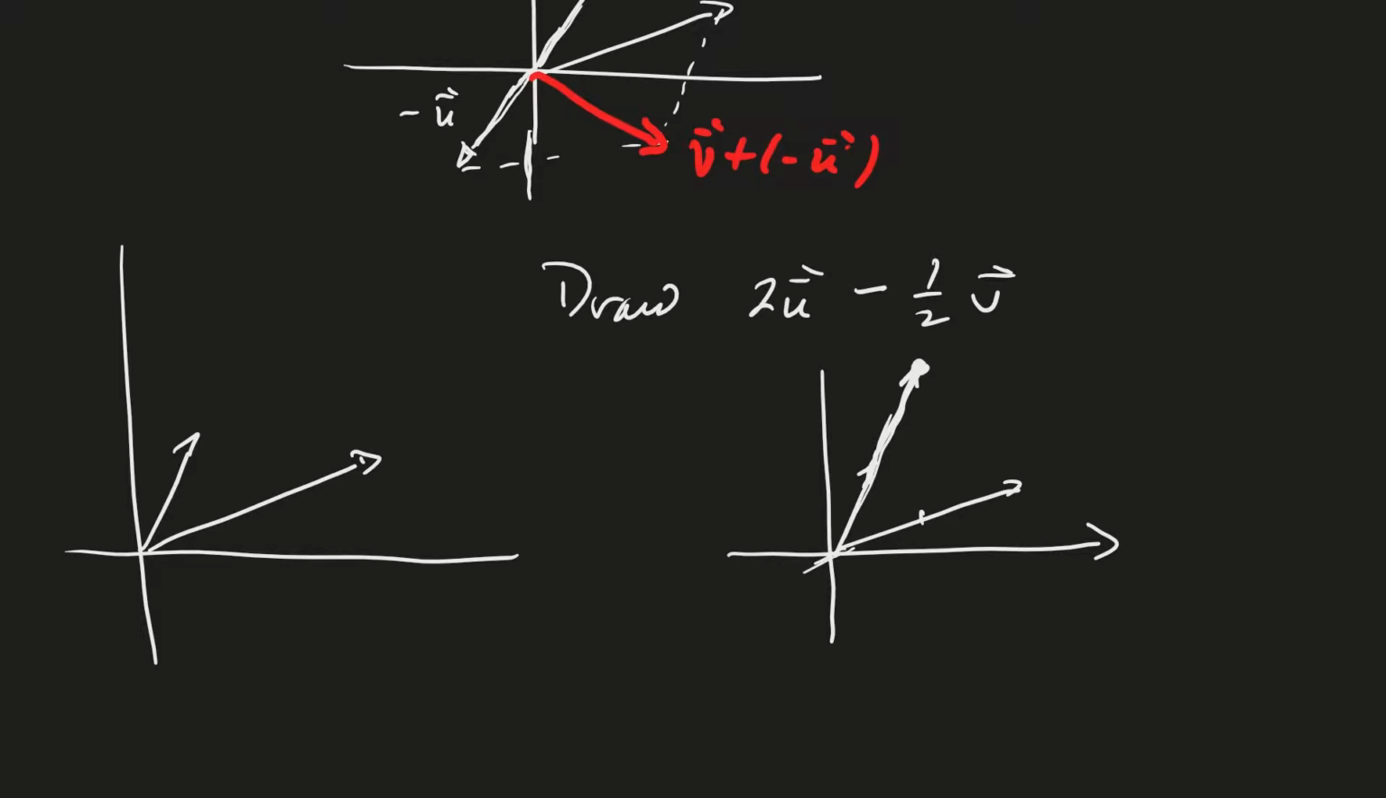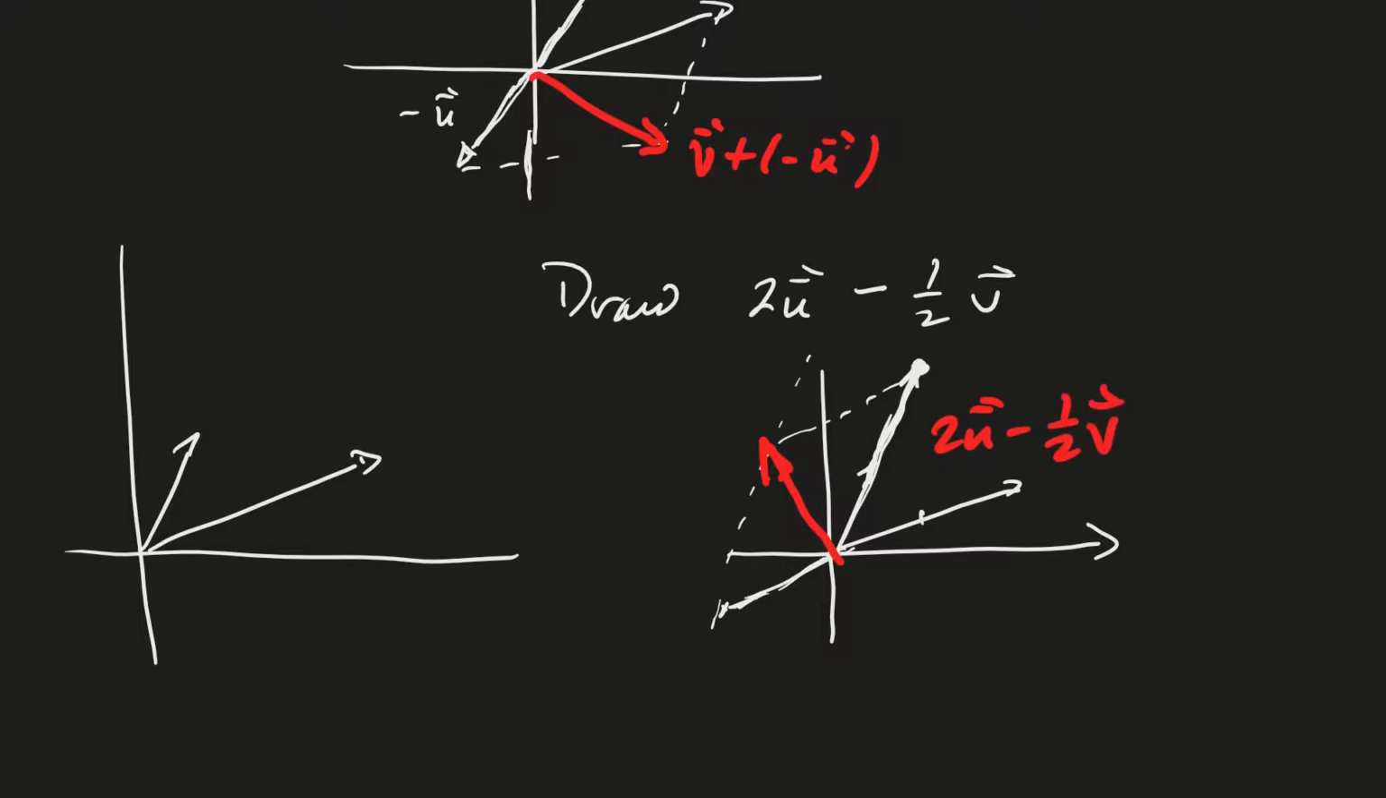I'm trying to be fairly accurate. Okay. And so then we can do our parallelogram. Let's see if I can draw these lines parallel to each other. Does that look pretty parallel? Pretty close, I think. Okay. And then this would be my vector then, 2U minus 1/2 V.